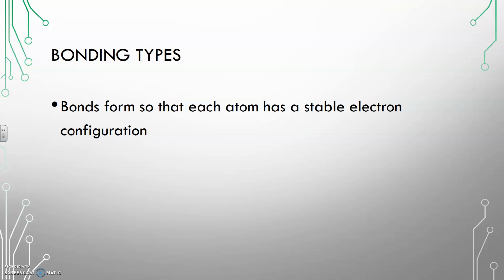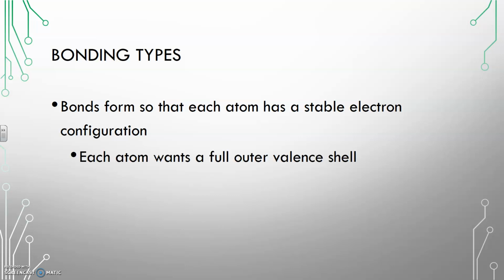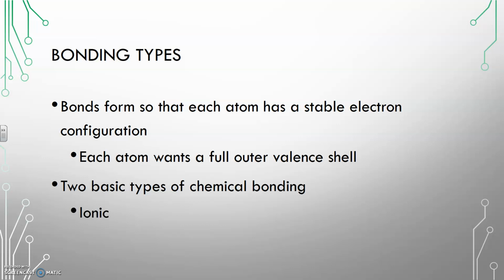This goes off of the octet rule, so most atoms like to have 8 electrons in their outer valence shell. They will react in such a way to get those 8 electrons. Each atom wants a full outer valence shell. Metallic bonds are a little bit out there, kind of strange, so mostly we're going to be focusing on the ionic bonds and covalent bonds.